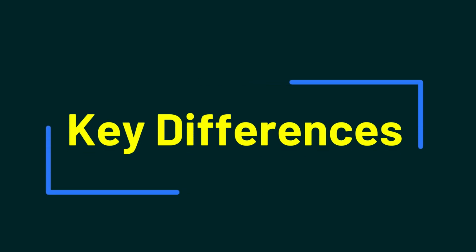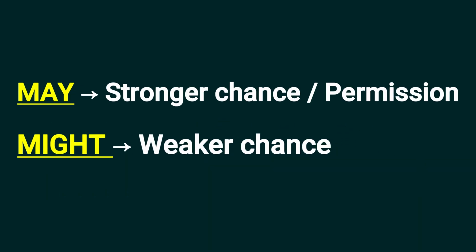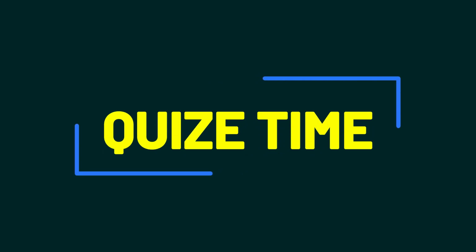Let's understand the key differences between may and might. May is used in the case of a stronger chance and permission, might is used for a weaker chance. So we use may when the possibility is stronger or when asking permission. Use might when the possibility is weaker. So let's have a quiz time.